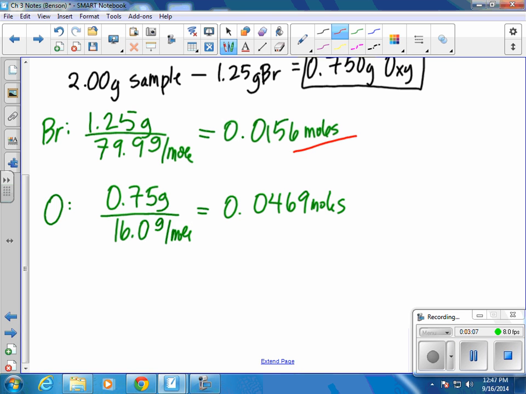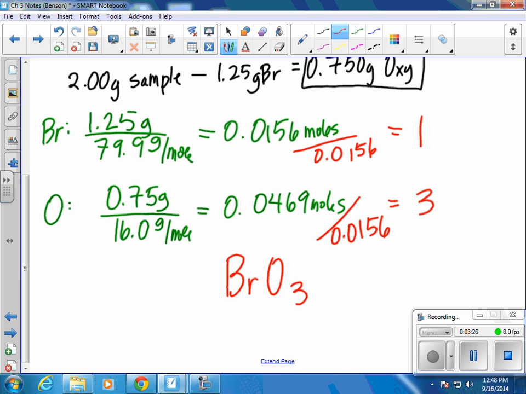And remember, for the empirical formula, I want to divide by the lowest number of moles. So this is my lowest number of moles that I have, so I can find my ratio, dividing both by that number, and I'm hoping that I'll get a nice even number, which this is equal to 1 and this is equal to 3. So I know that my formula is going to be BrO3. Again, just give the formula in the order that the elements are given in the problem. Okay, hopefully that one's pretty straightforward.